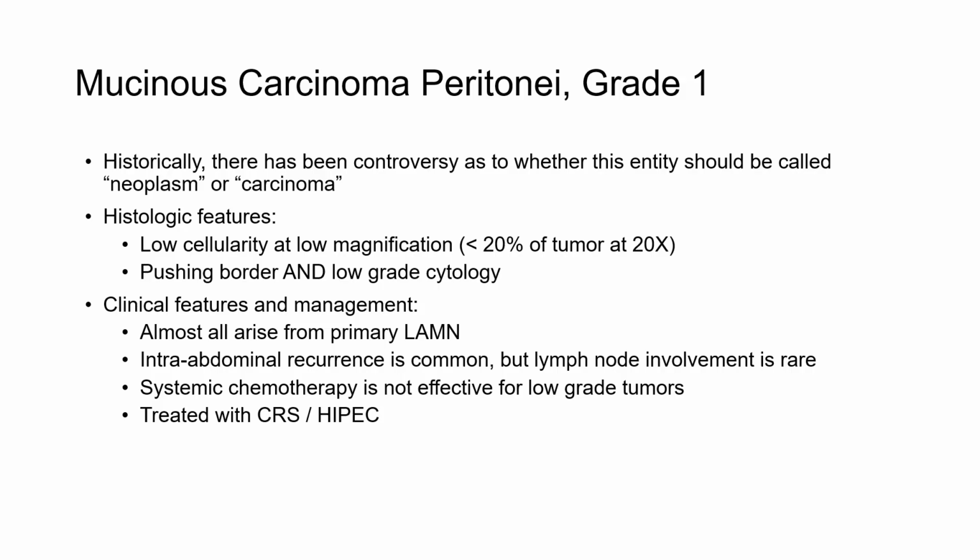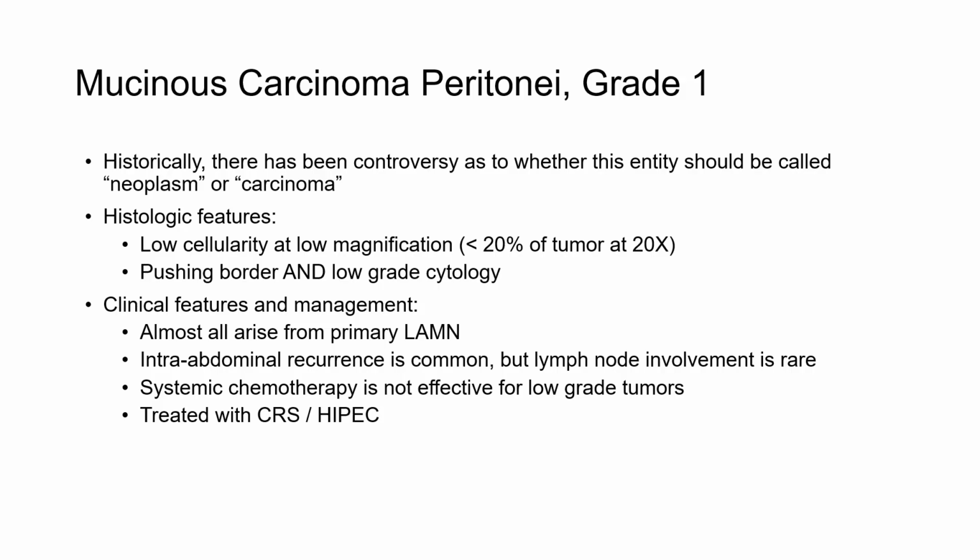Going forward, I'm going to be using the WHO 6th edition terminology, which is mucinous carcinoma peritonei along with a grade. So for grade 1 disease, we're going to look for low cellularity at low magnification. Typically, it's going to be less than 20% of the tumor consisting of cells at 20x. That just gives you a general ballpark, but isn't your main thing to make the diagnosis. But then we need to specifically look for a pushing border and low-grade cytology, and we need both of those things in order to say that something is low-grade.